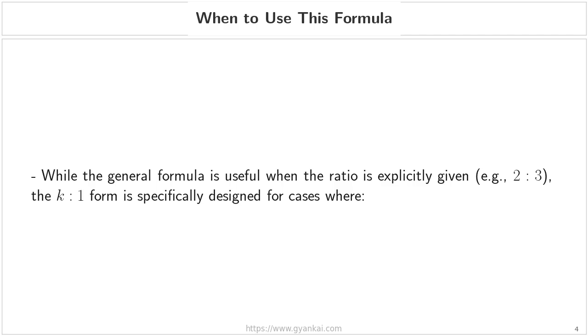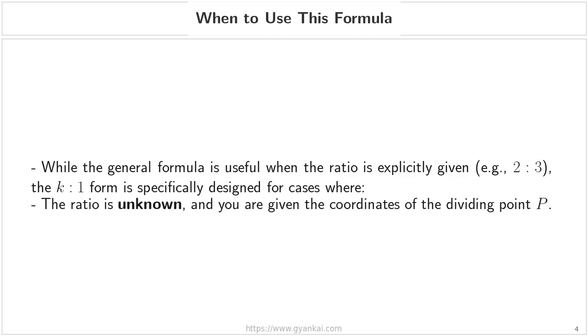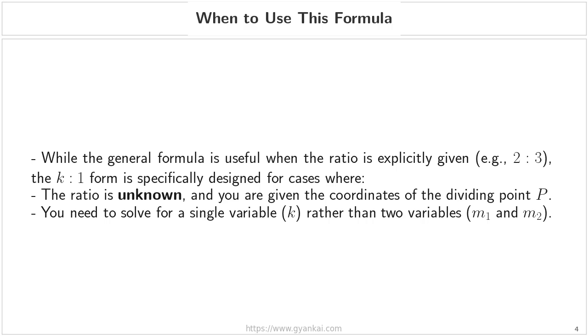However, the k to 1 form is specifically designed for a different type of challenge. It is your best friend when the ratio is unknown, but you have been provided with the coordinates of the dividing point, P. The real mathematical advantage here is efficiency. Instead of dealing with two separate unknown variables, m1 and m2, which would leave you with an equation that has too many unknowns to solve, the k-to-1 method allows you to solve for just a single variable. This reduces the complexity of your algebra and makes finding that missing ratio much more straightforward.